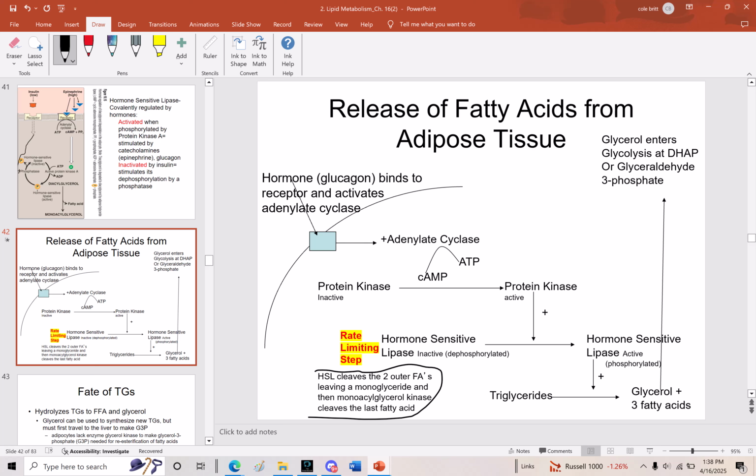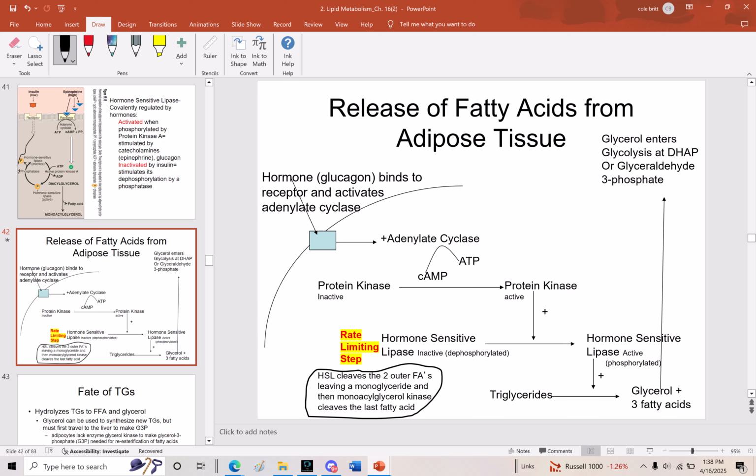So the glucagon signal cascade activates that, which phosphorylates the hormone-sensitive lipase. It takes off the fatty acids from the triglyceride. So lipases take fatty acids off things. Acyltransferases put fatty acids on things.